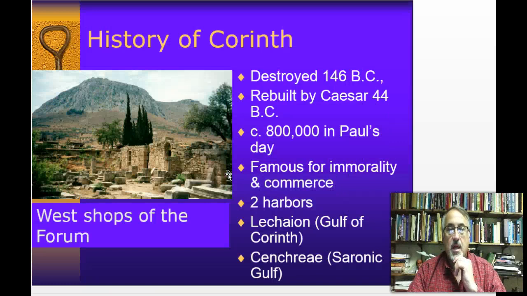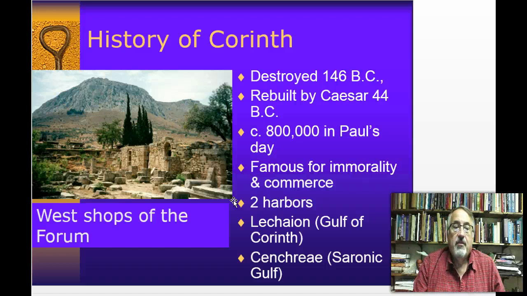The city of Corinth itself was destroyed in 146 when it rebelled against the Romans, and they leveled everything in the town except for the temple to Apollo. And it's rebuilt by Julius Caesar in 44. It was a big city. Probably 800,000 people in Paul's day. Famous for its immorality and for its commerce.